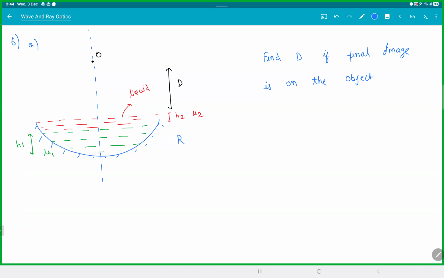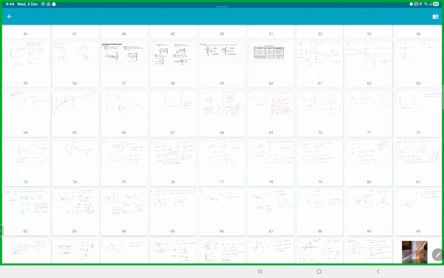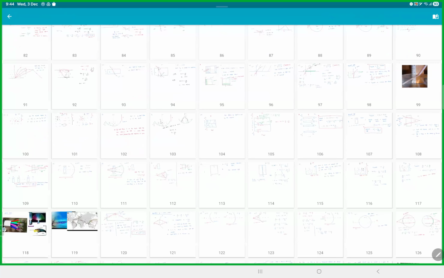Go back, revise the notes. What is the formula? That's important. Where did we do this? Reflection, parallel slabs, we started this if you remember.